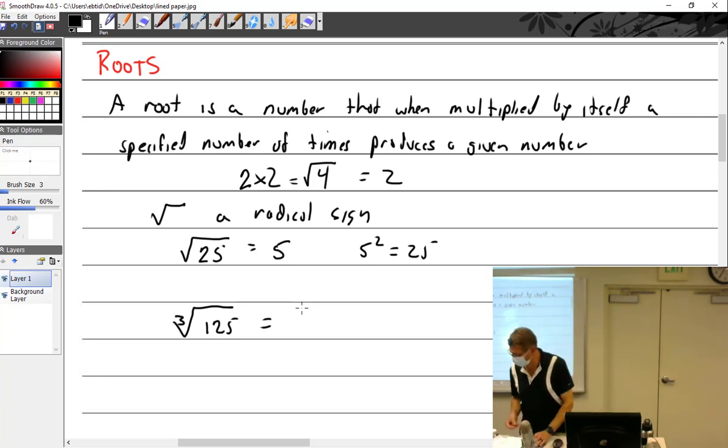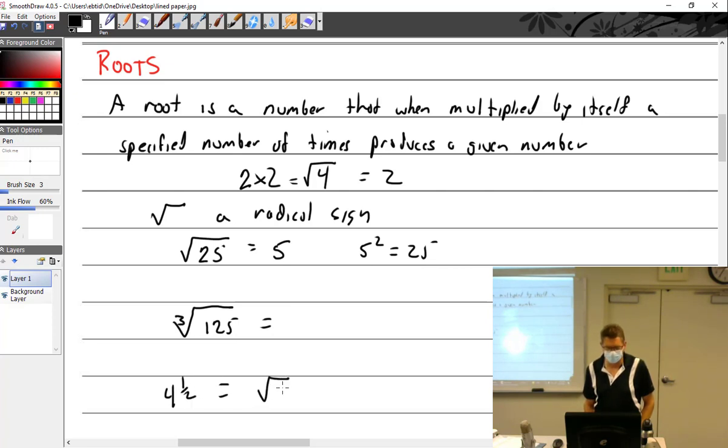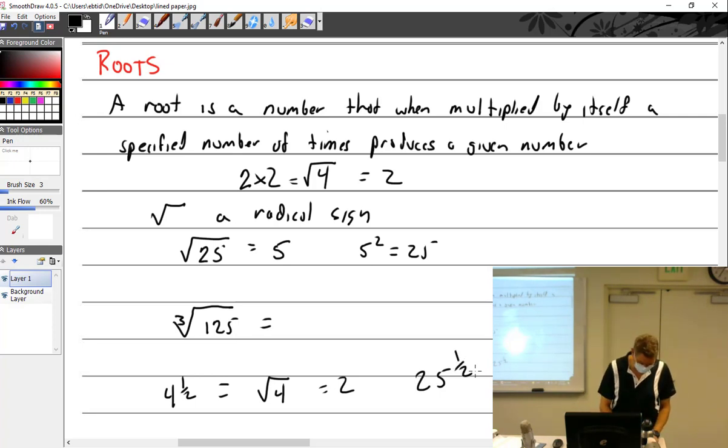I don't think we need to do fractional powers. There is such a thing as fractional powers, but I don't think that shows up anywhere on the FAA test. Let's do it for fun. 4 to the 1/2 power is the same as the square root of 4, which is 2, or 25 to the 1/2 power. Can you do that on your calculator? You should be able to. 25 to the 0.5 equals, yeah, it'll do it, equals 5. So you can do that, half powers.